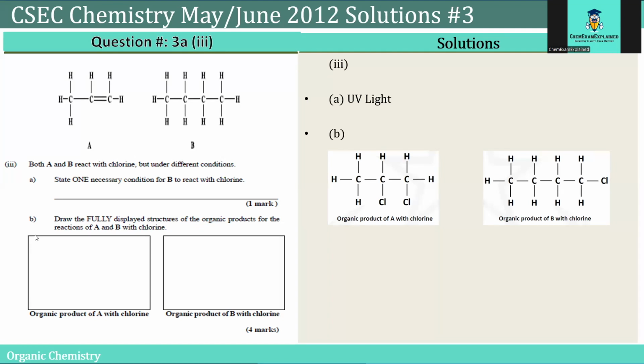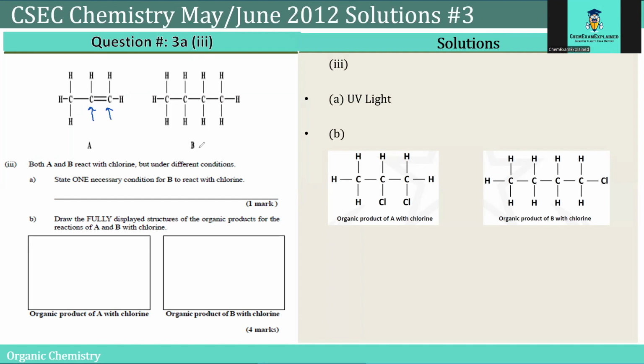Part B. Draw the fully displayed structures of the organic product for the reactions of A and B with chlorine. So when you react A with chlorine, you simply add Cl across the carbon-carbon double bond. So we're going to add a Cl here and a Cl here as the bonds open up, and it is now a single bond. So this is the structure.